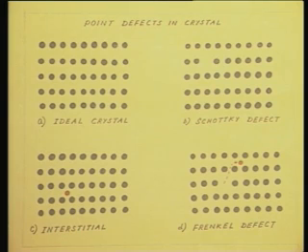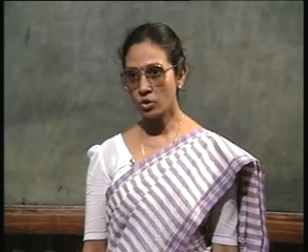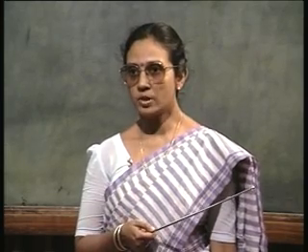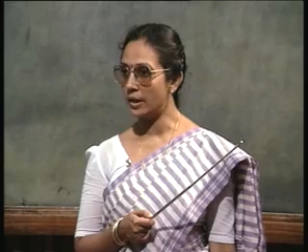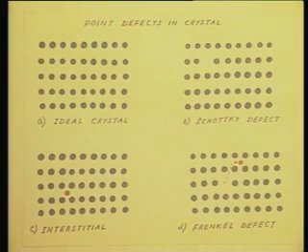These vacancies can be due to vapor pressure effects. For example, if we take gallium arsenide, arsenic has a higher vapor pressure, so arsenic atoms will tend to escape if you are subjecting it to high temperature processing. It can also be due to thermal fluctuation effects, and that is more prevalent in the case of silicon. So, you may have a vacancy.